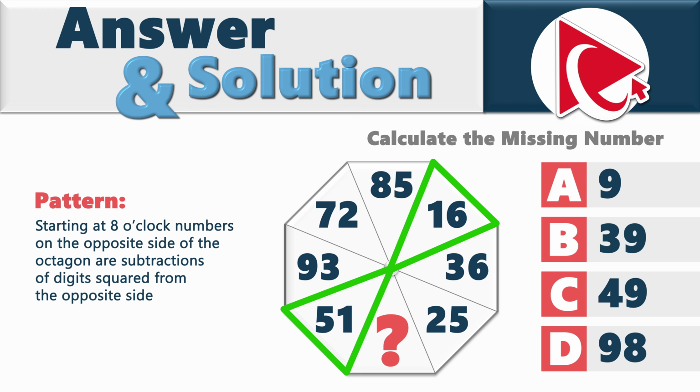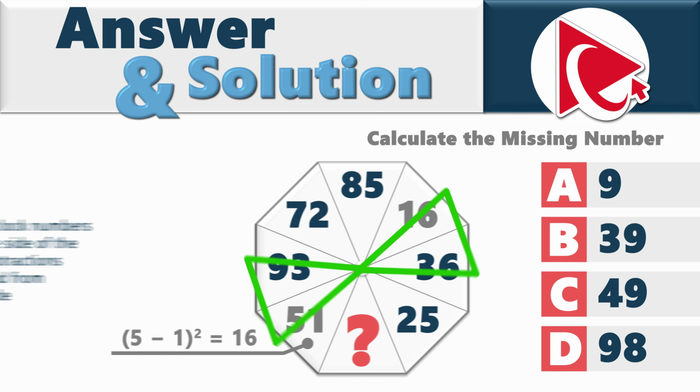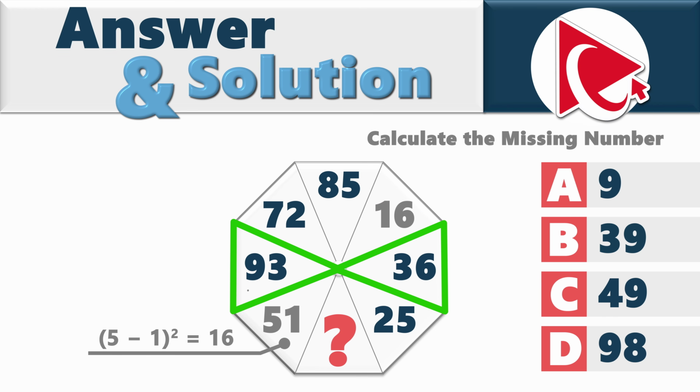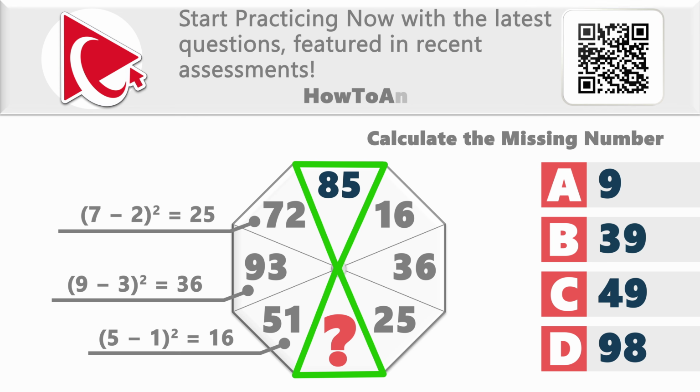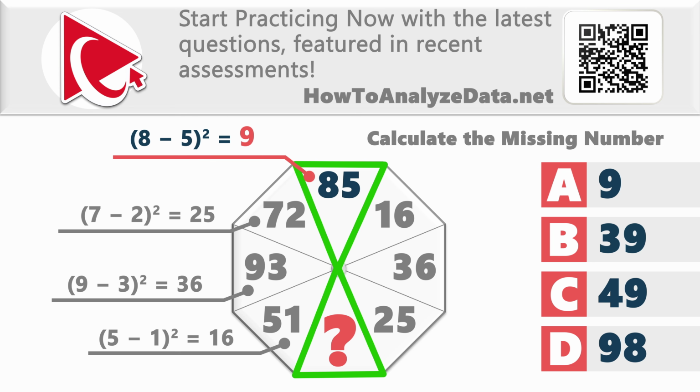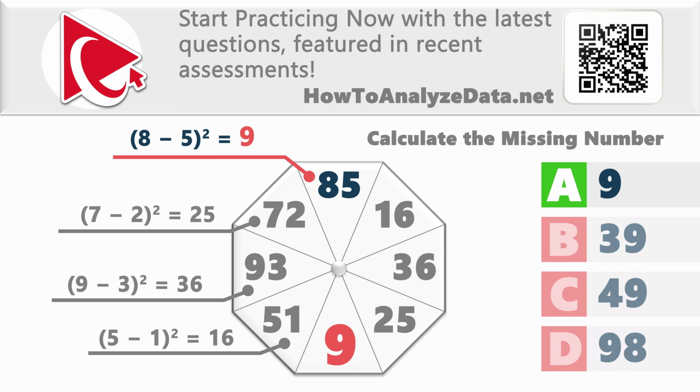At 8 o'clock, we see the number 51. At 2 o'clock, we see the number 16. 5 minus 1 squared equals 16. Let's confirm our logic with other numbers. 9 minus 3 squared equals 36. 7 minus 2 squared equals 25. So the missing number is calculated as 8 minus 5 squared and equals 9. So the correct answer here is choice A, 9.